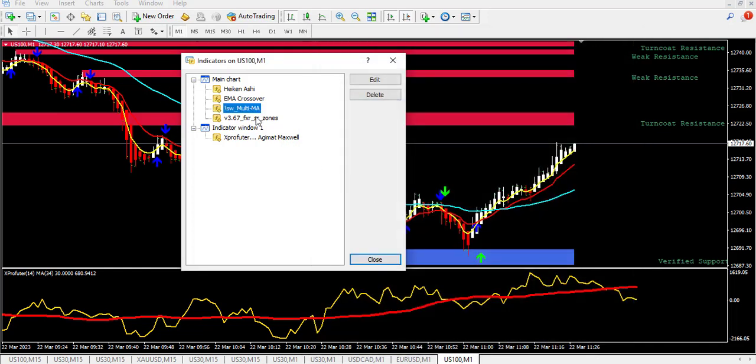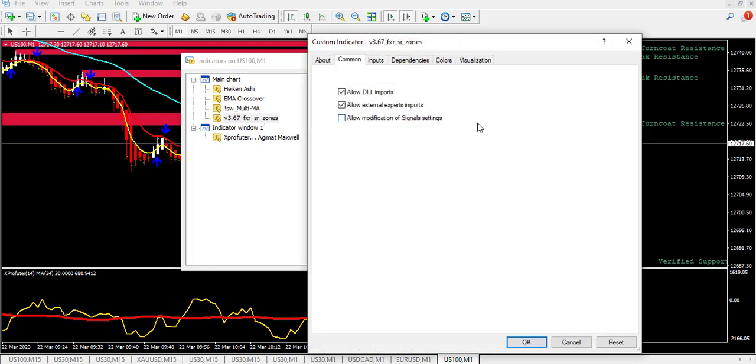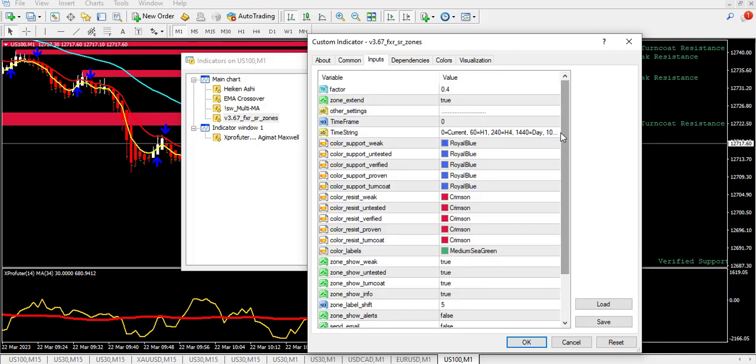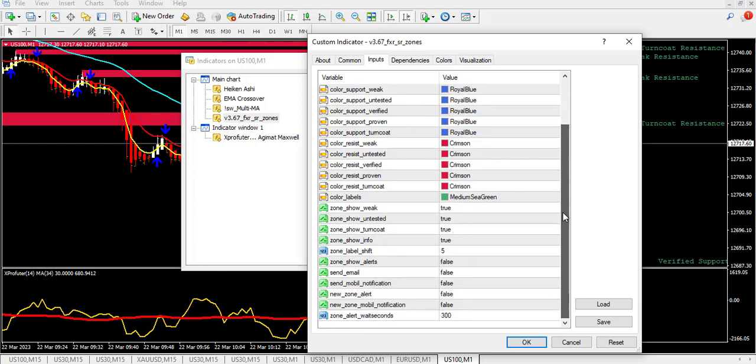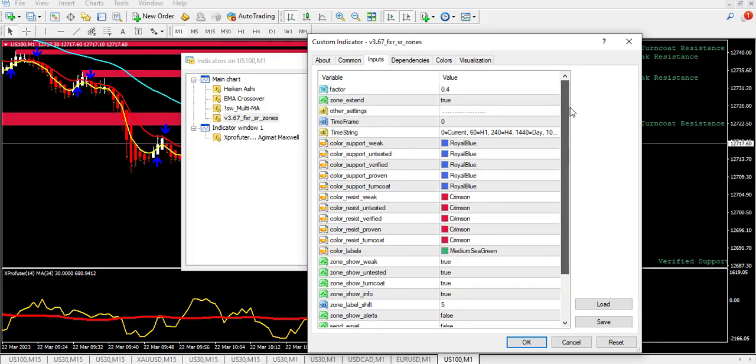And this support and resistance zone indicator is a custom indicator. Make sure you allow DLL import before you attach the indicator to your chart. If not, it's not going to show. Besides that, I do not change anything from this particular indicator, except if you want to change the color. You do not need to change anything. So just click OK when you are done.